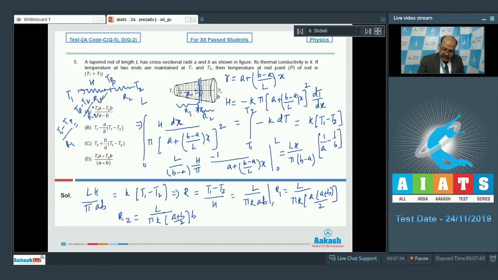So using this equation and the expressions for R1 and R2, we will find that the temperature Tp comes out to be T1A plus T2B divided by A plus B, which matches with option D. So option D is correct for this question. Let's now go to the next question.